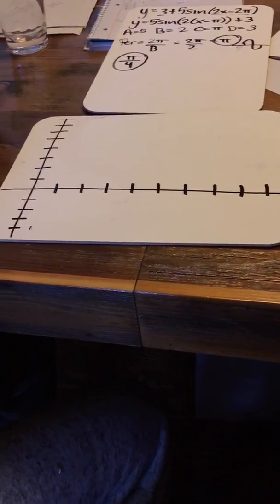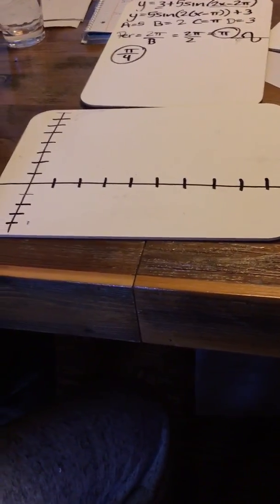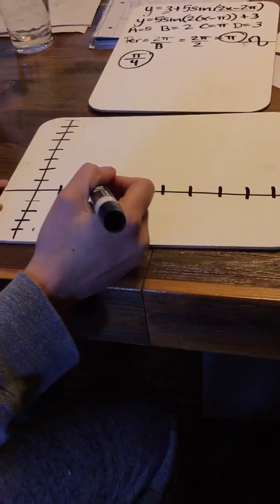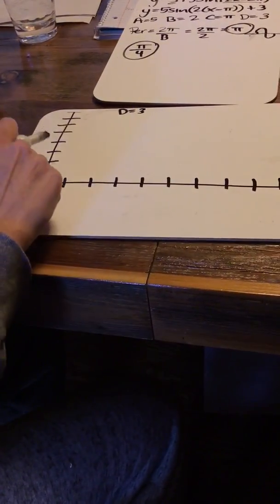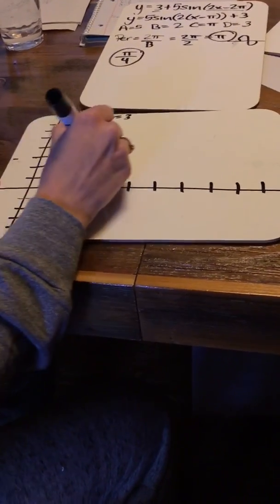Once you have your graph, you are going to draw a dotted line at your midline. So your midline is always what D is. So D was 3 in this case, okay? So I'm going to go to 1, 2, 3 and draw a dotted line.